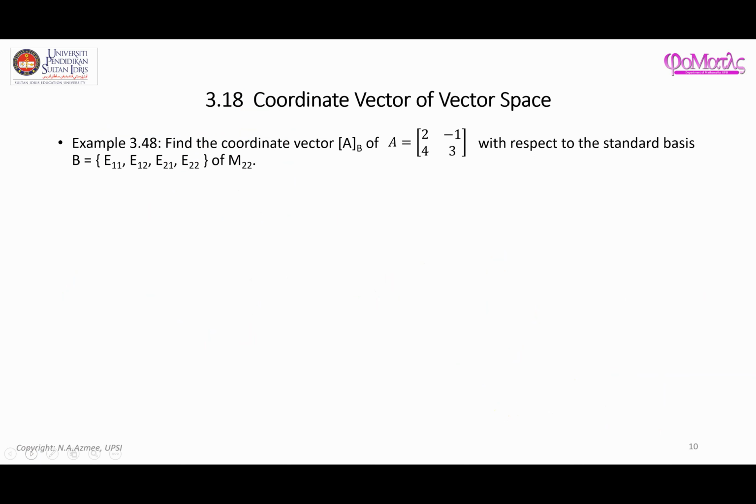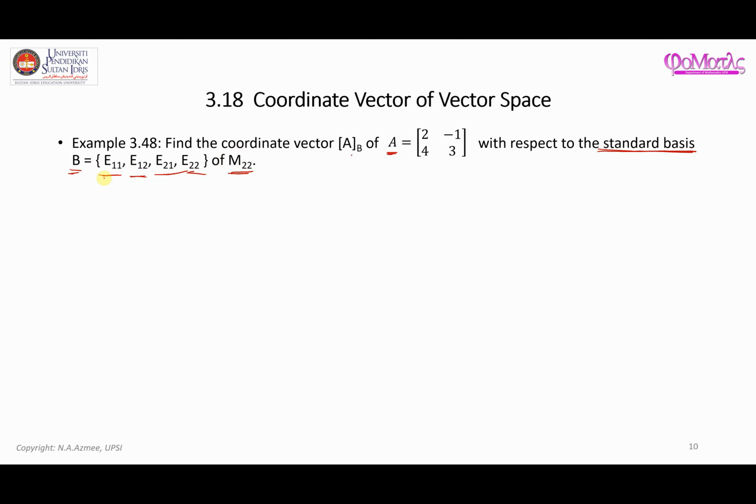Okay, next is find the coordinate vector for this matrix here, A, with respect to B. B is given by the combination of all these four items here, and it says that they are all standard bases of matrix 2 by 2. So this is a matrix 2 by 2. Now, what does it mean when you say it's standard basis?